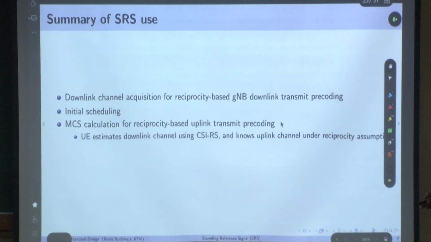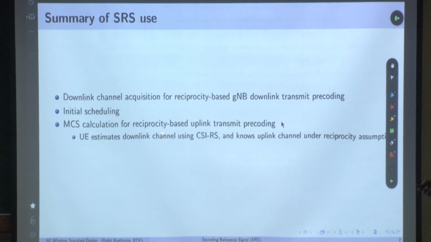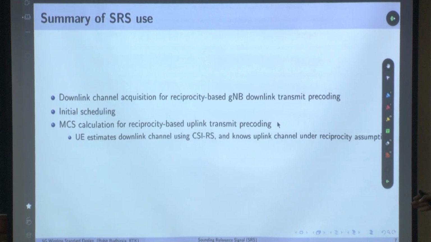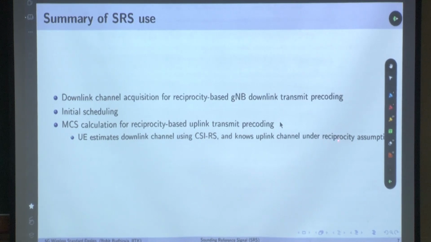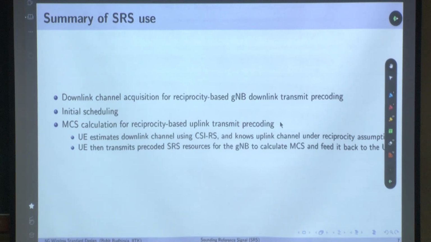So what happens here? The UE estimates the downlink channel using CSIRS, and since the channel is reciprocal, it knows the uplink channel under the reciprocity assumption. Now the UE designs the precoder for the uplink, not the base station, and it precodes this SRS. The base station, using this precoded SRS, calculates the uplink MCS and then reports it back to the user so that it can use that particular MCS for the uplink.